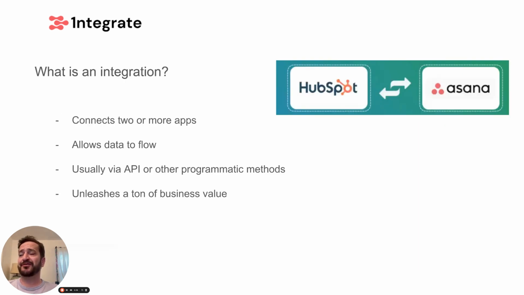An integration in its most basic form is a connection between two or more apps. In this example, HubSpot and Asana. They allow data to flow. They can be unidirectional or bidirectional. They are usually done via API or other programmatic methods. They don't need a human to keep them in sync, for example. And integrations, if done right, unleash a ton of business value.